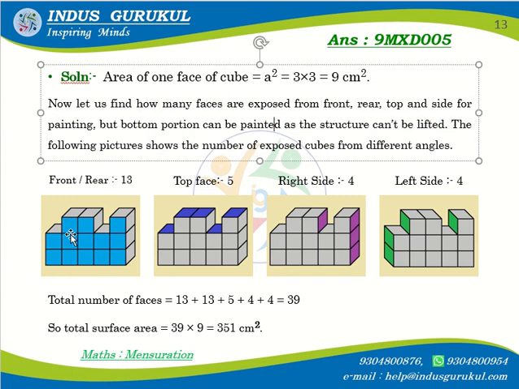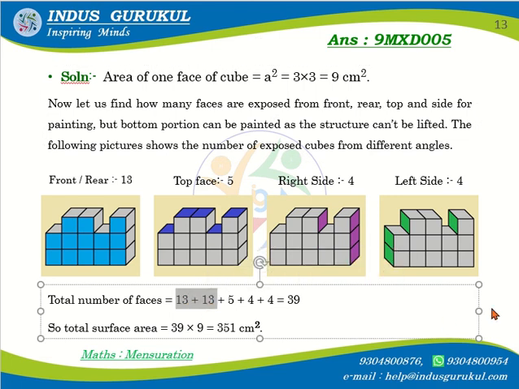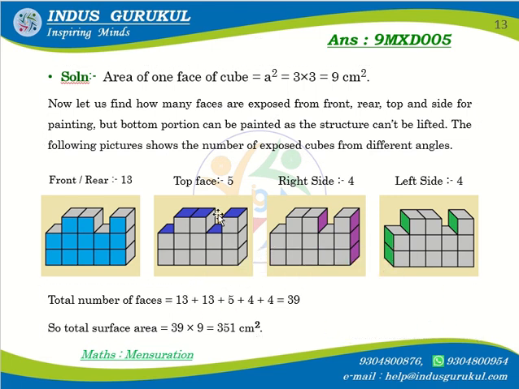From the front, we can count, it is 13. So if 13 are from the front, automatically 13 are from the rear also. So the total number of faces we are adding is 13 and 13 from front and rear. Top face, these are the dark blue ones, 1, 2, 3, 4, 5. So it is 5.